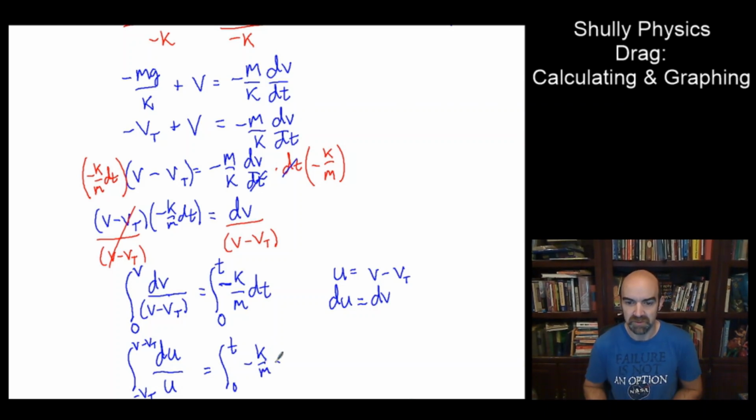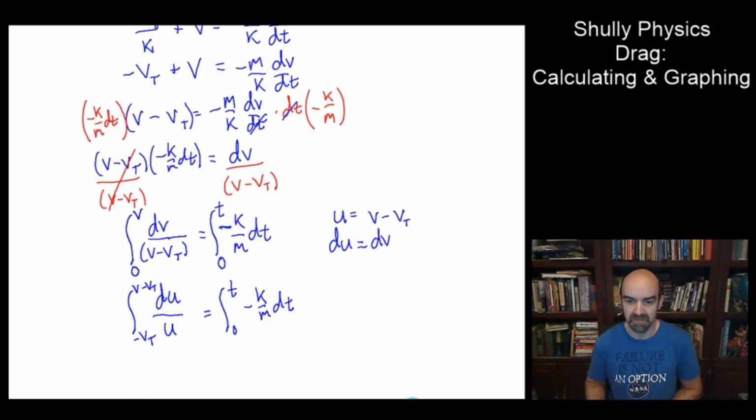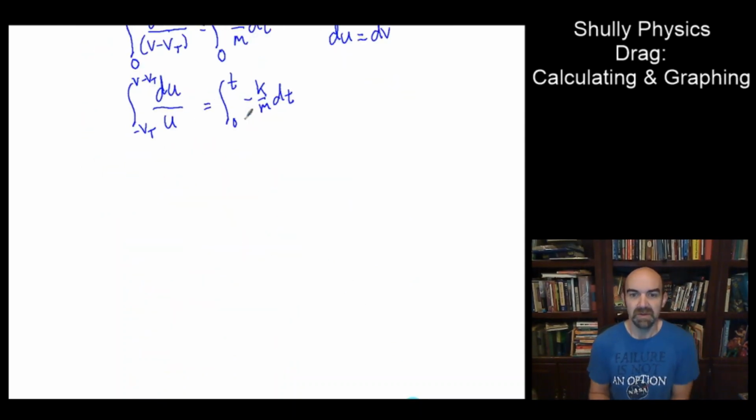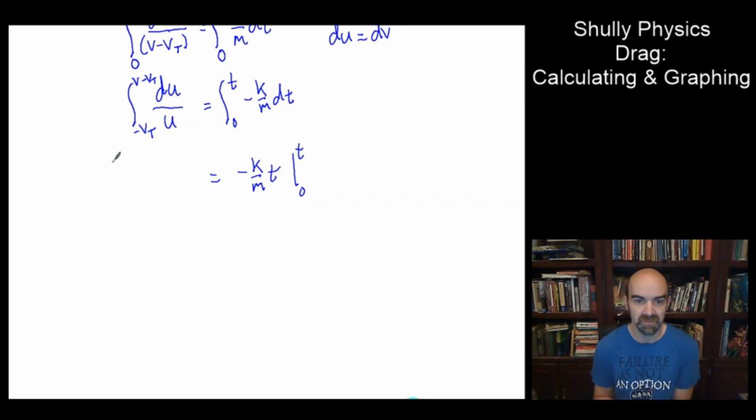This is just a power rule. There's a t to the 0 power in here, and that's not going to be a problem. I'm just going to start with the easier portion here for a moment. The integral of negative k over m dt is just negative k over m t, and we're going to evaluate that in a moment from 0 to t. And the integral of du over u, like I indicated before, is a natural log of u. We're going to evaluate that from negative vt to v minus vt.